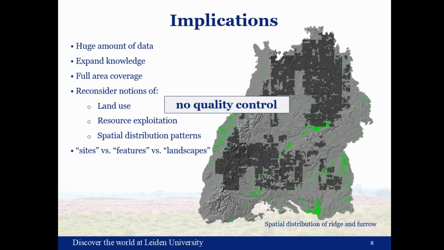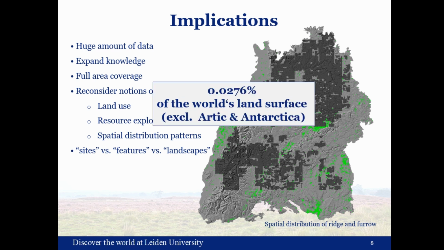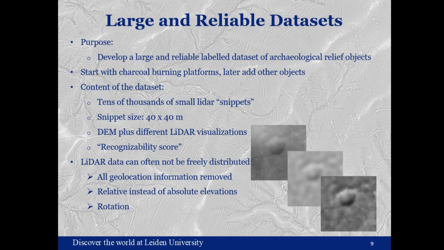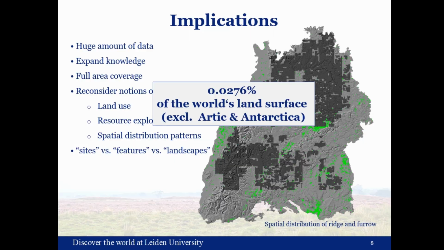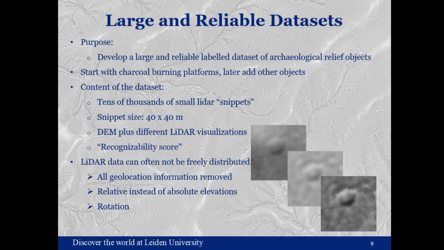But there are two problems here. One is that there's essentially no quality control, neither a second pair of eyes looking at the data, nor field verification to speak of for that number of mapped objects. Another thing is that this 10-year mapping effort covered less than 1 per mil of the world's land surface. But I think that using neural networks and machine learning can help us with both of these issues.